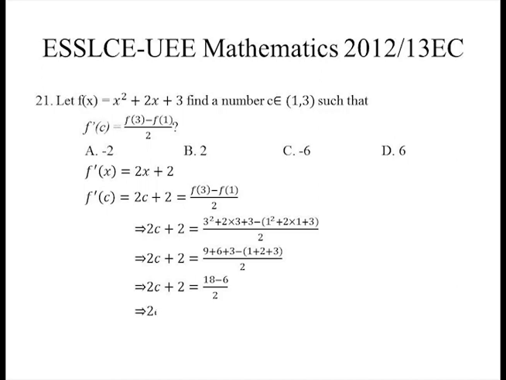This implies 2c plus 2 is equal to 18 minus 6 is 12, 12 divided by 2 is 6. This implies 2c is equal to 6 minus 2, that is 4. Divide both sides by 2. We will find c is equal to 2. Choice B is the answer.